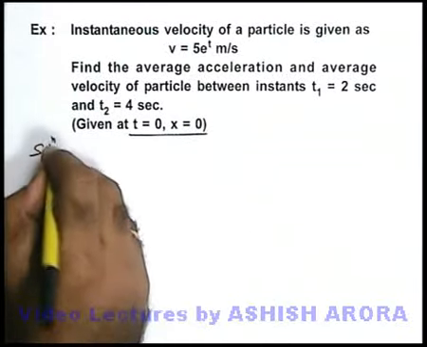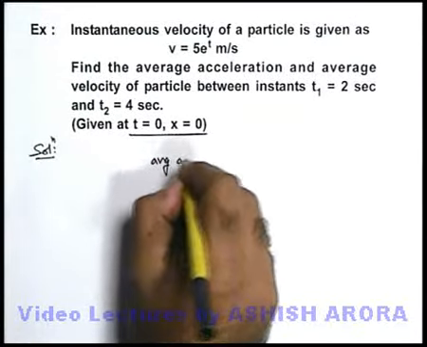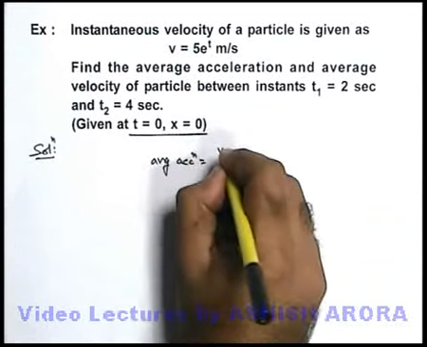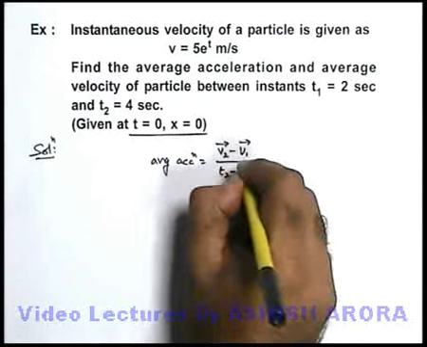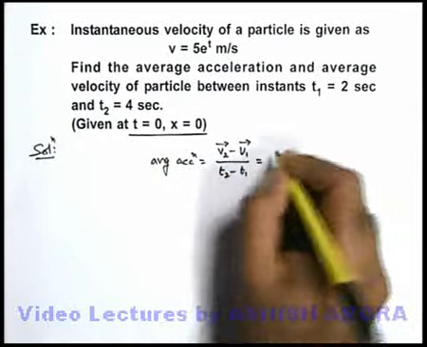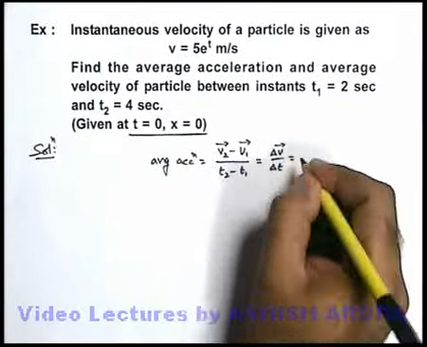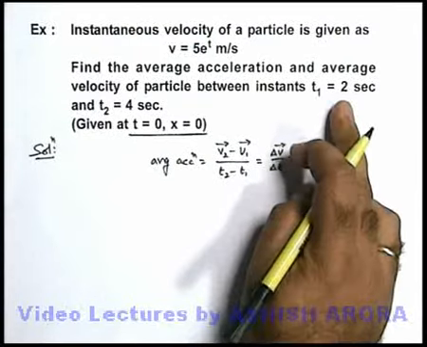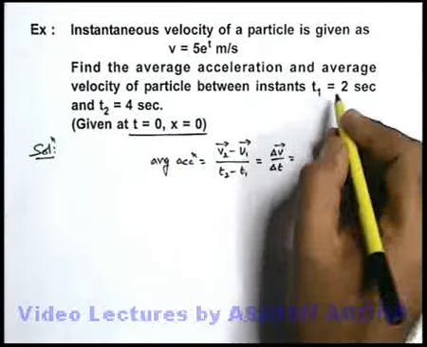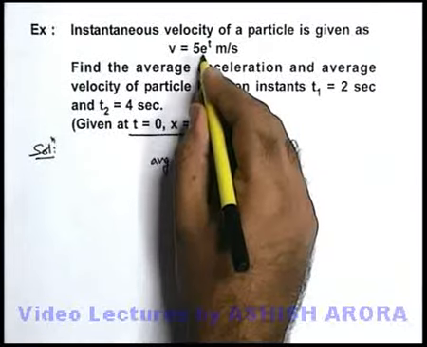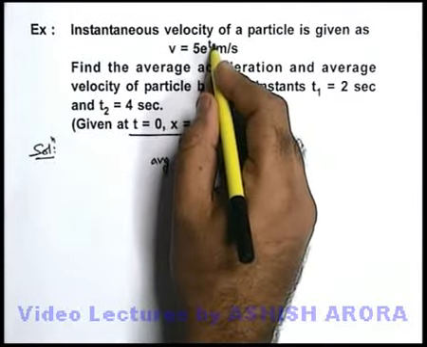Here we are required to find the average acceleration. As we know, average acceleration can directly be given as v2 minus v1 upon t2 minus t1, that is delta v by delta t. So here, as the particle is moving in rectilinear motion in a straight line, we can directly state v2 and v1 by the expression: at 2 seconds the velocity will be 5 e to the power 2, and at 4 seconds it will be 5 e to the power 4.